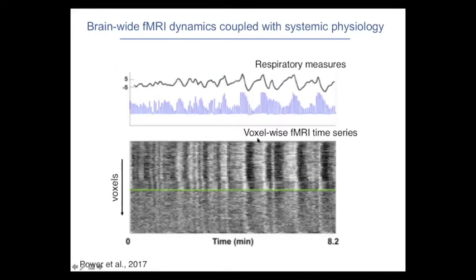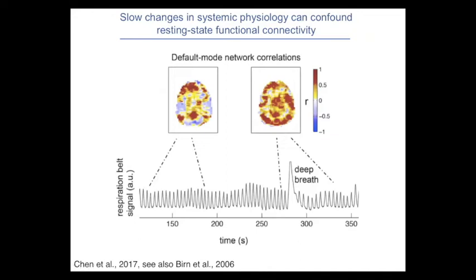And then you can see here, we just plot voxel-wise fMRI time series. Each row is one brain voxel, and here is gray matter, here is white matter. And you can see the amplitude changes really follow those respiratory measures. And then it will naturally confound your fMRI measurements.